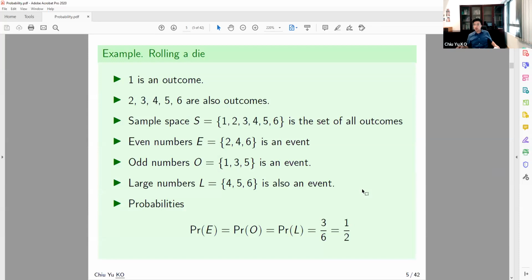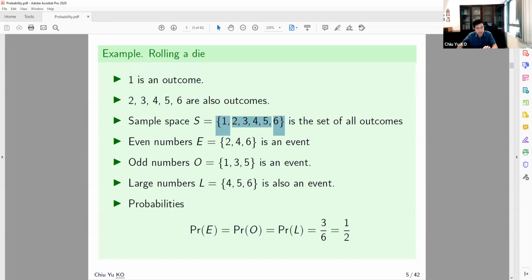Thank you. So let us look into an example of rolling a die. That's something easy to understand. If a die is a six-face die, then the outcome is 1 up to 6, right? So 1 is an outcome, 2, 3, 4, 5, and 6 are also outcomes. And since it's a six-face die, the sample space is equal to the set 1 up to 6.